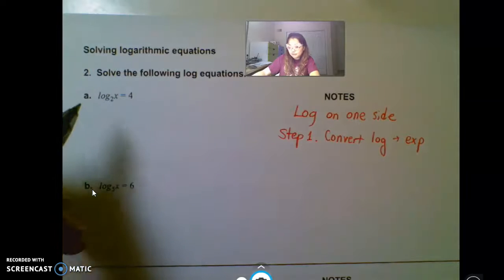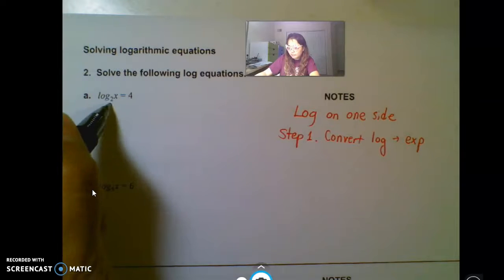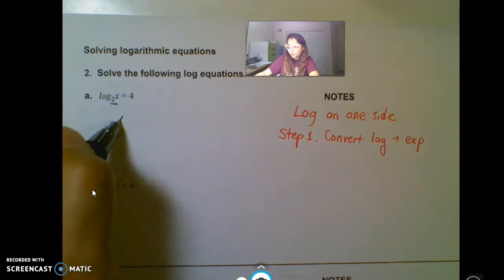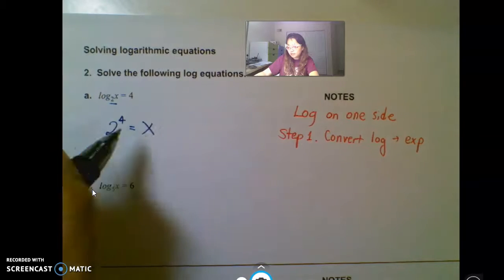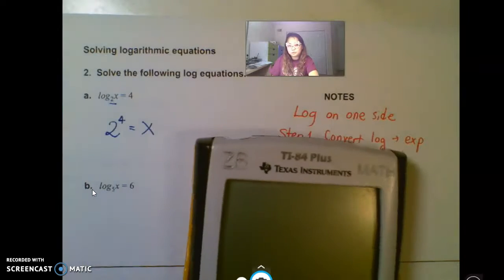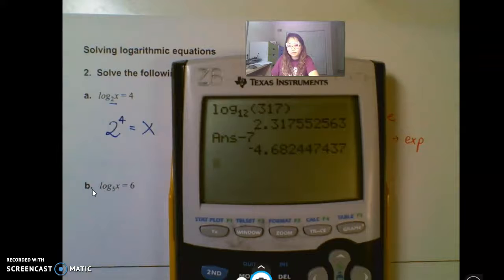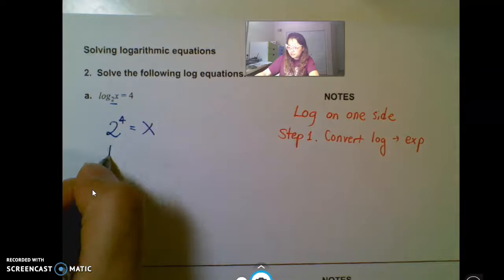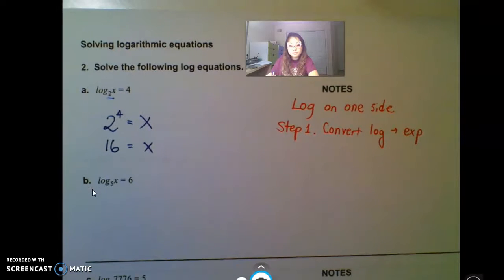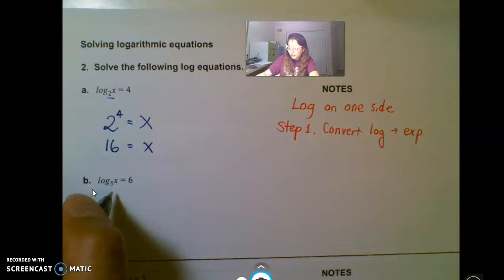So the base is in the basement, right? Base is 2. Exponent is 4 equals x. Done. I know, you must be like, wait a minute, what is this? This is too simple. Just don't forget to please put it in the calculator. 2 to the 4th power, 16. So we're gonna call it 16. Done.